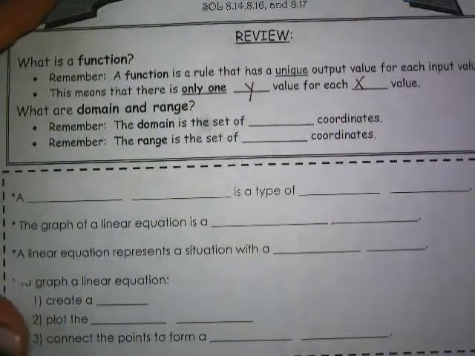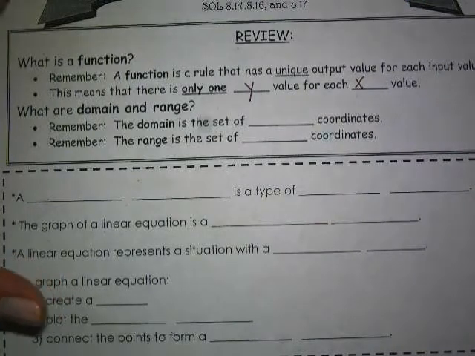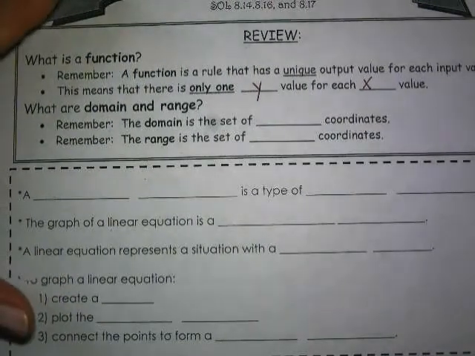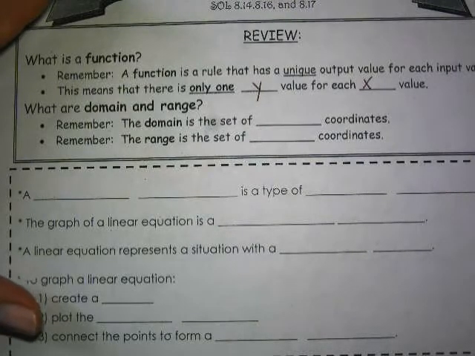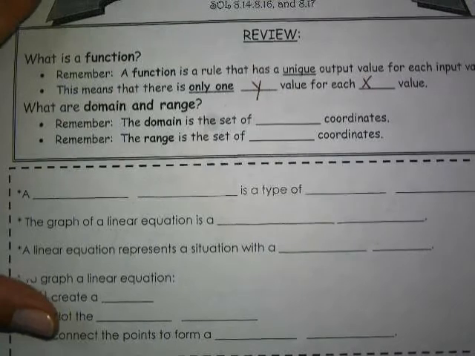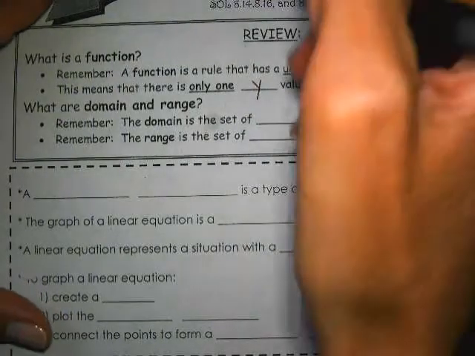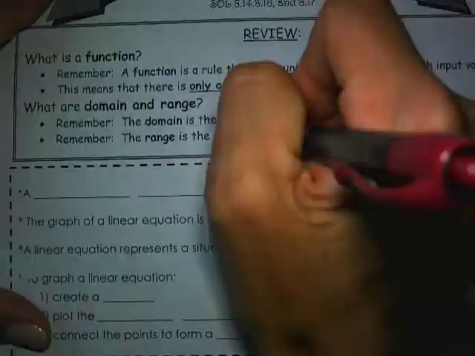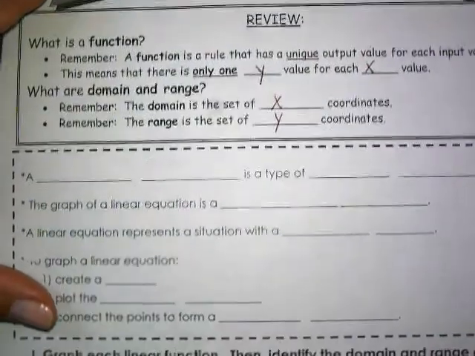So if you remember, our x's could not repeat, whether that was in a table or in a set of coordinates. The x values could not repeat. What are domain and range? Domain are the x coordinates and range are the y coordinates.